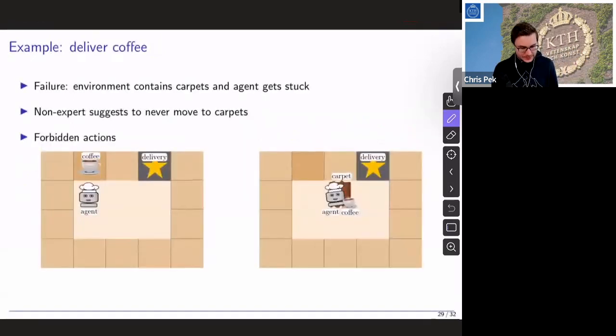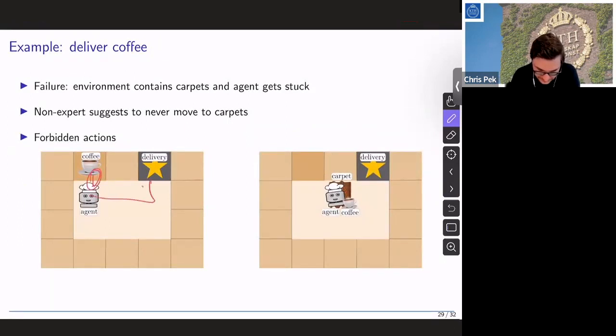The last example that I want to show you today is delivering the coffee with the carpet. So we have an agent that needs to take the coffee here and bring it to the delivery. And the failure in this case in the environment is that the robot gets stuck on a carpet that was not in the simulation environment, but is in the deployment environment. And the failure is that the robot gets stuck on the carpet.